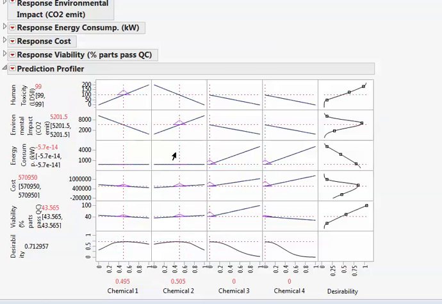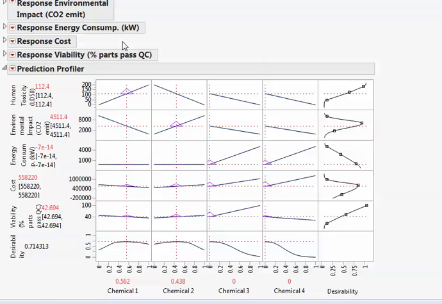So that's how this can help you to share this information with others, and to use this profiling tool to communicate your results with stakeholders and to optimize your system.